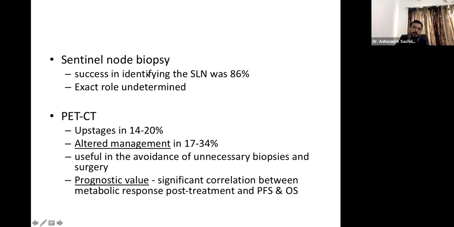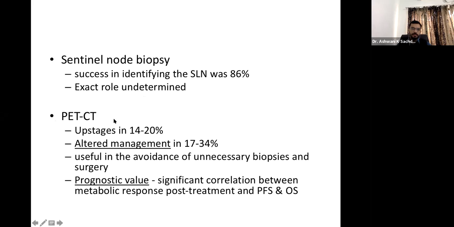So some people have tried sentinel lymph node biopsy, and they have found success in identifying sentinel lymph node in about 86% of the cases, because there can be some distant mets like in mesorectal or internal iliac region. So identification rate for sentinel lymph node is only about 86%. This is in contrast to the breast carcinoma, where there is about 98-99% sentinel lymph node identification rate with the help of blue dye and radio tracer isotope. So the exact role for sentinel lymph node biopsy in anal canal cancer is still undetermined.